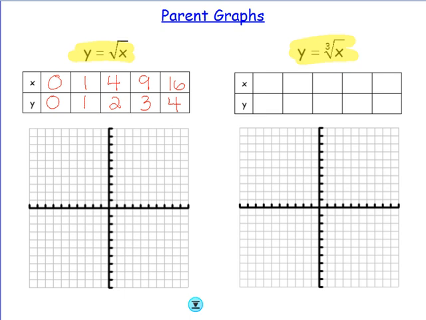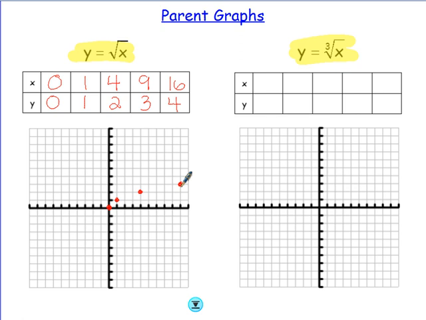So let's take a look at plotting these points. 0, 0, as we all know, is directly in the middle. 1, 1 is right 1 and up 1. 4, 2 is right 4, up 2. 9, 3 is right 9 and up 3. Unfortunately, the other one doesn't fit, and that's okay. I'm not worried about it.